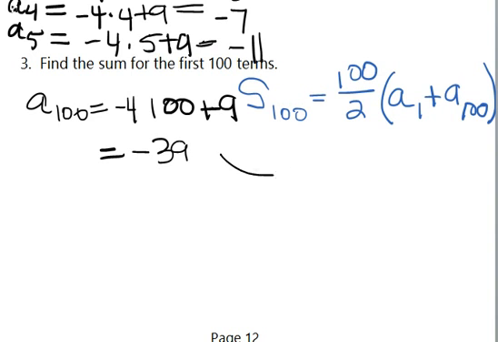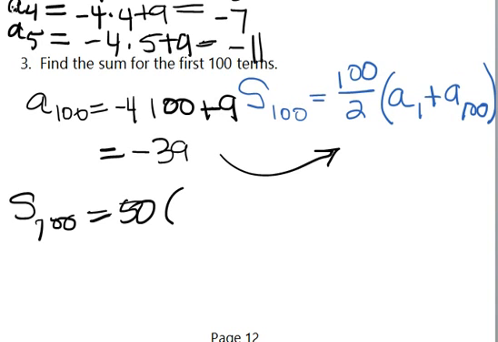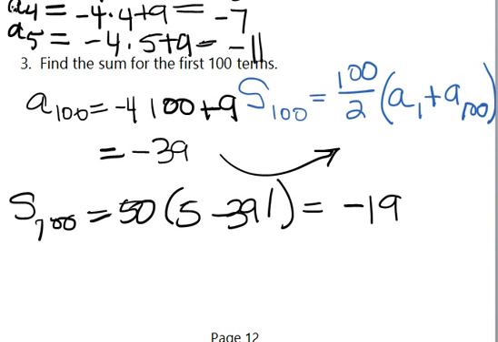So I can go ahead and plug this into my formula. I already know my a sub 1. So my summation of s sub 100 is 50 times 5 minus 391. And when I punch that out, the summation of the first 100 terms, if everything checks out correctly, is negative 19,300.